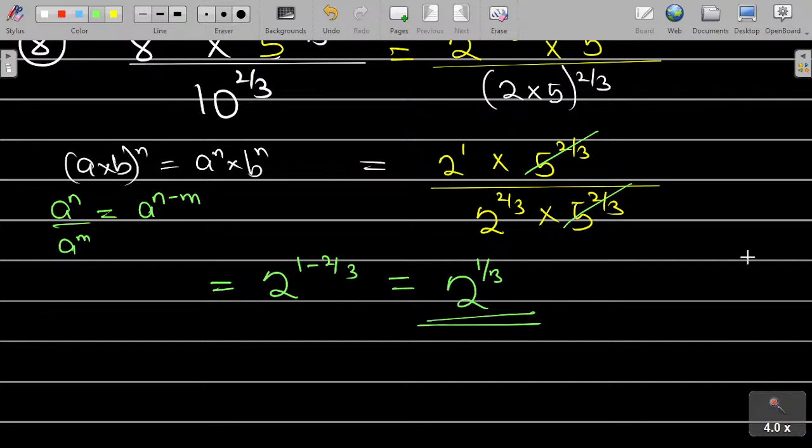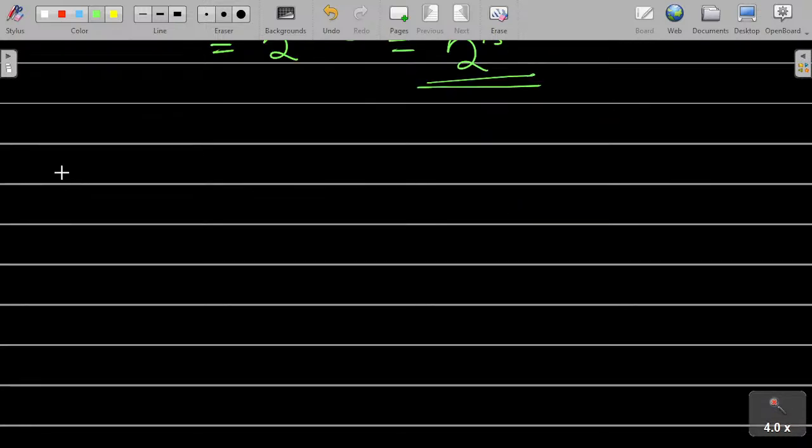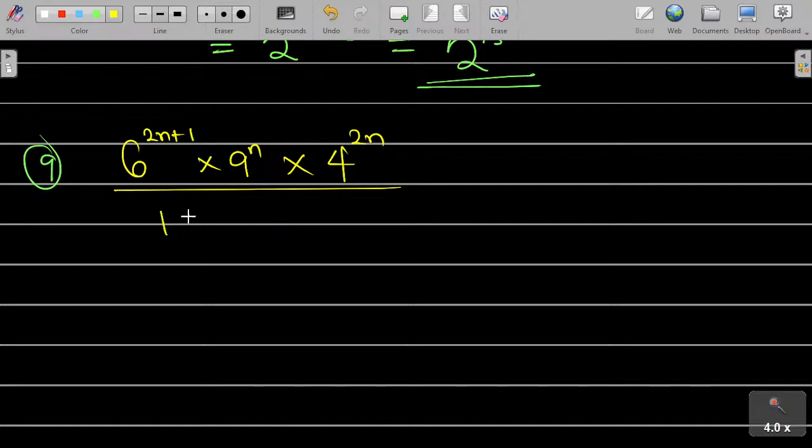So we go over to number 9. Number 9 is another indices question, and we are asked to simplify 6 to the power of 2n plus 1 multiplied by 9 to the power of n, then multiplied by 4 to the power of 2n, everything all over 18 to the power of n multiplied by 2 to the power of n.